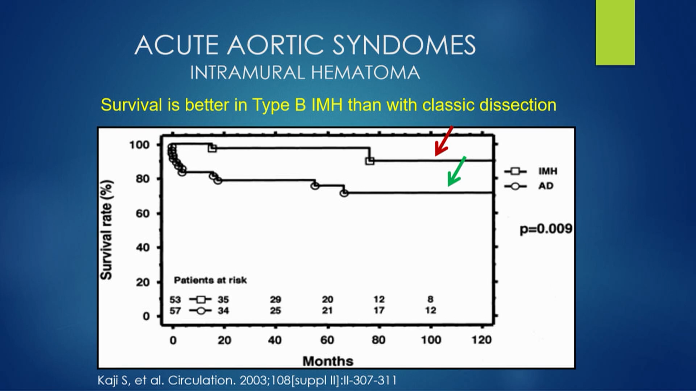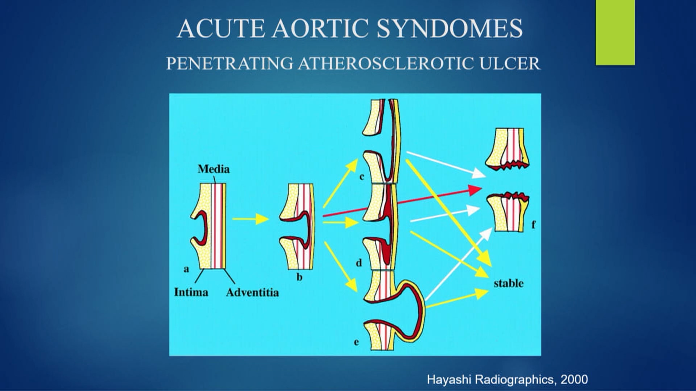Comparing a classic aortic dissection in the red arrow with an intramural hematoma in the green arrow, you can see that the IMH does have a slightly better prognosis, but nonetheless, it's certainly not a 100% survival rate. So you do have to treat it as a not quite as bad aortic dissection. So in a sense, it is similar. Now, what about other things?